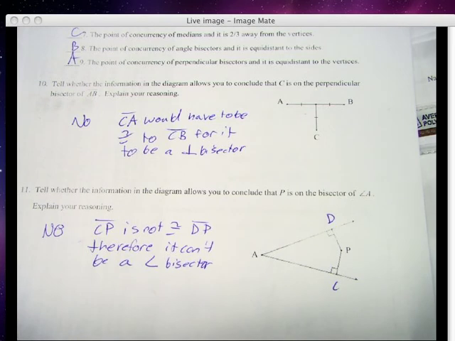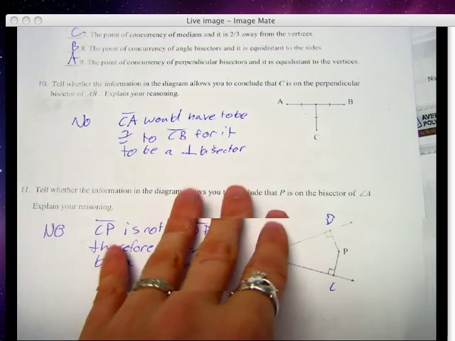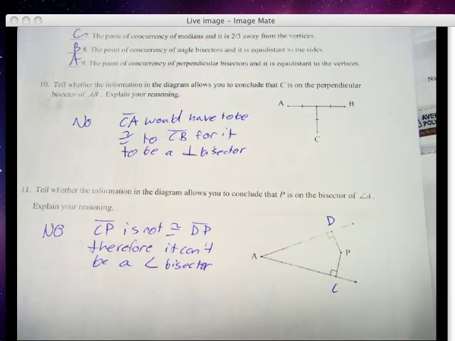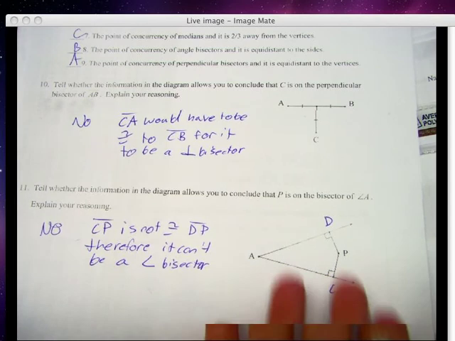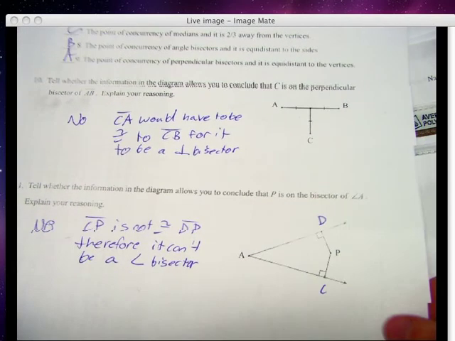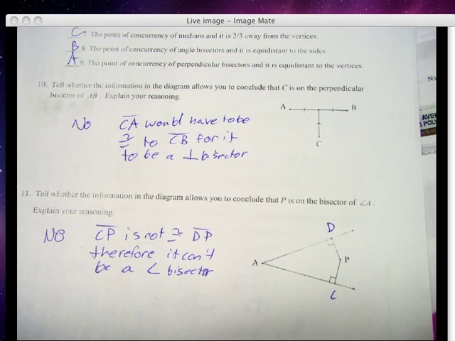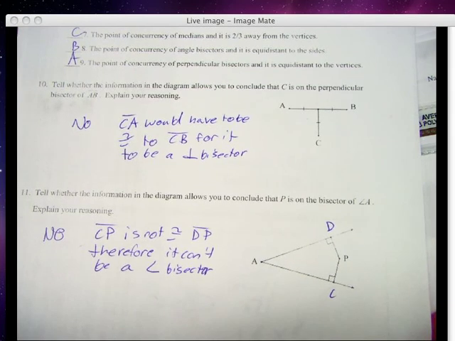Okay, next, ladies and gentlemen, let's look at number 12. Please don't talk while I'm talking. This is really important. You should have this all written down. Number 12. Can't be an angle bisector.